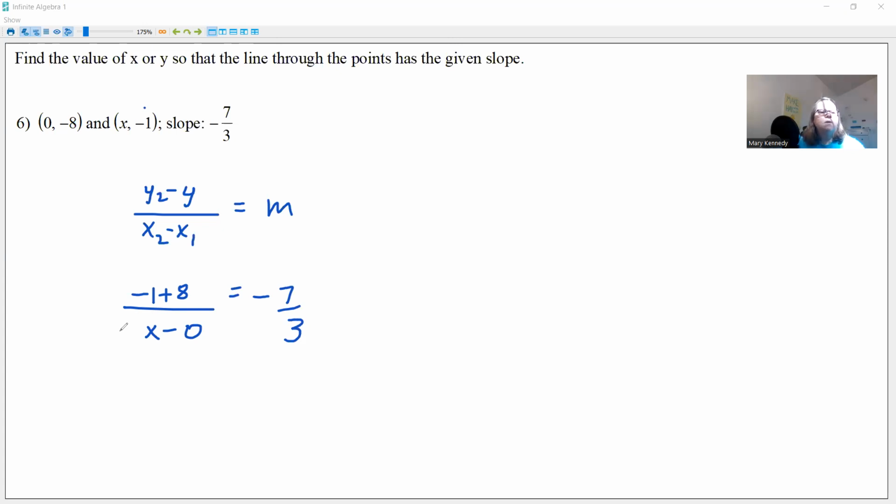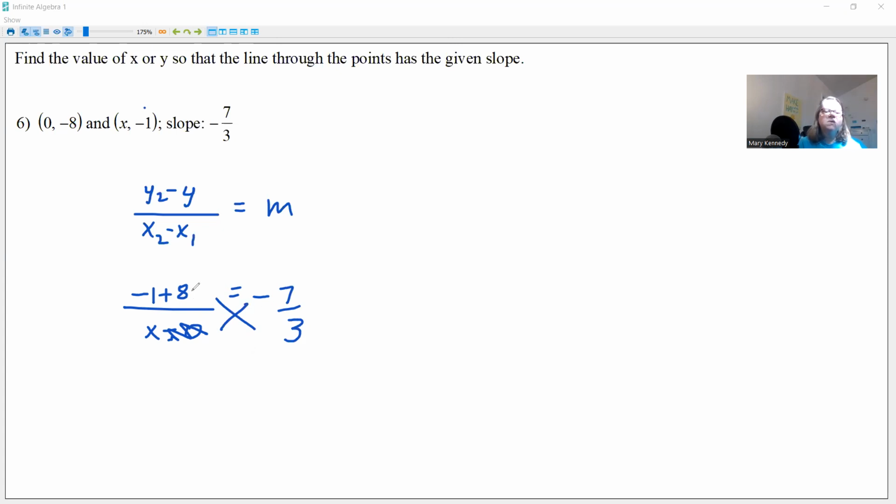succinct. Okay. So here on the bottom, x minus 0. Well, x minus 0, anything minus 0 is just that thing. If you take 0 away, you haven't changed it, right? So this is really just x on the bottom. So I'm going to cross multiply here. There's a couple of ways to solve this, but let's cross multiply.